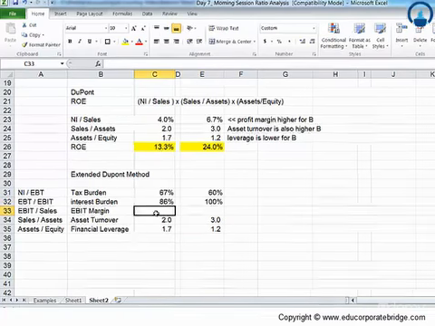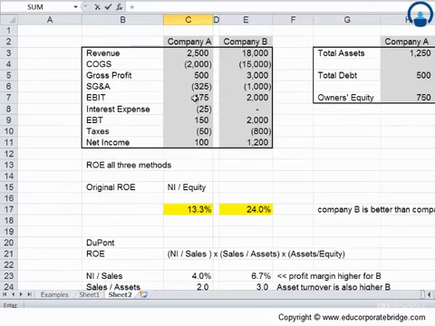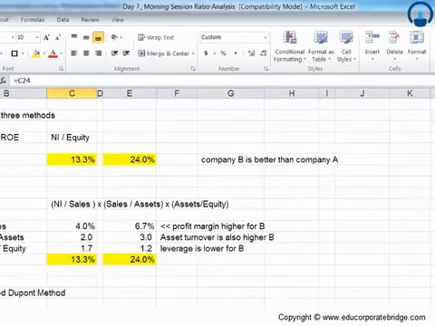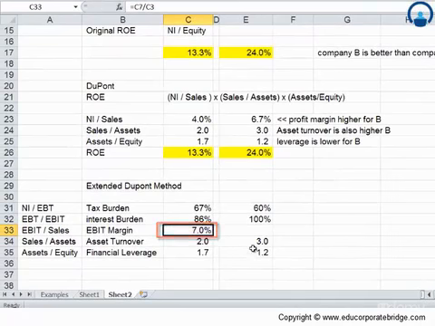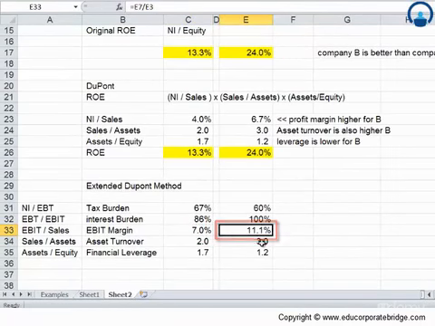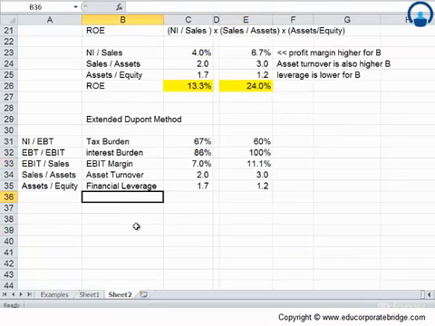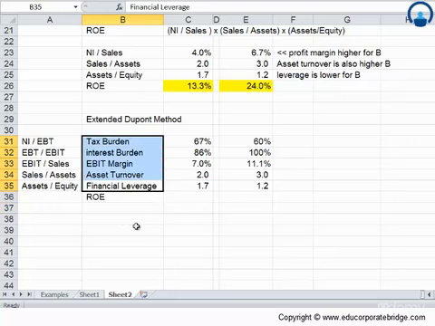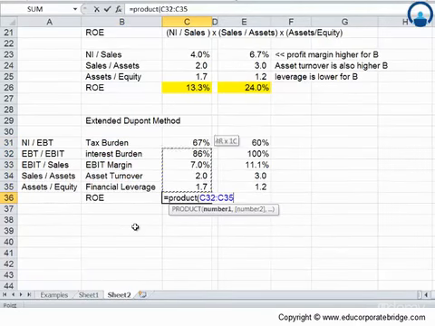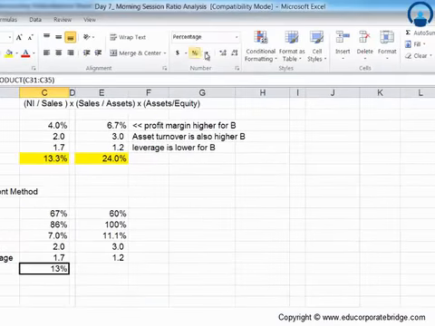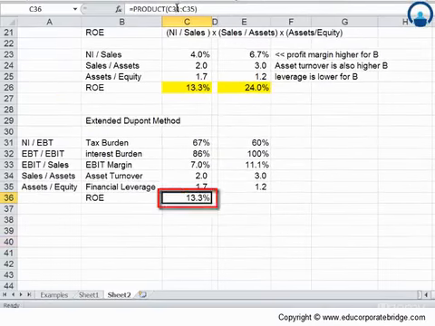Now what is the EBIT margin for company A? This is defined as EBIT, 175, divided by sales, that is 2500. Expressed in percentage, this comes out to be 7%, and for company B it comes out to be 11.1%. To finally calculate the ROE, it is nothing but the multiplication of all these individual items. Let me do that using the product formula with all the items selected. What we get is that ROE is equal to 13.3%.